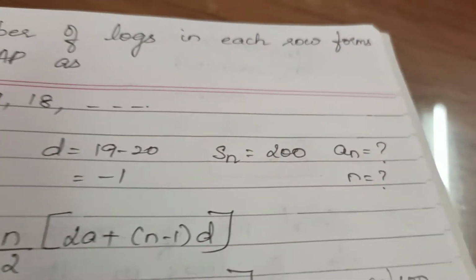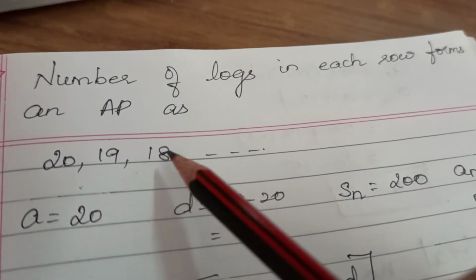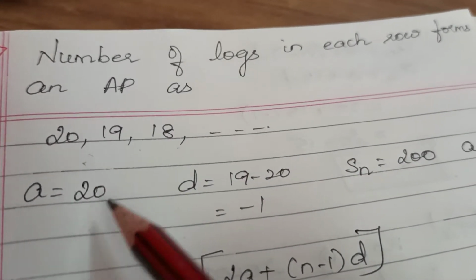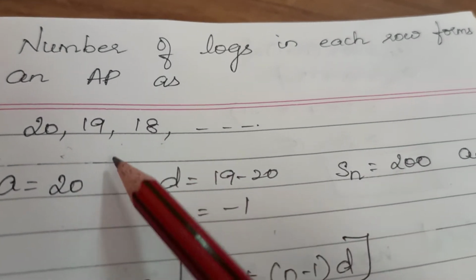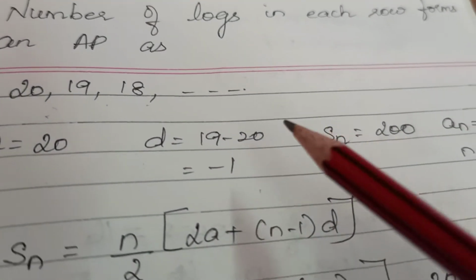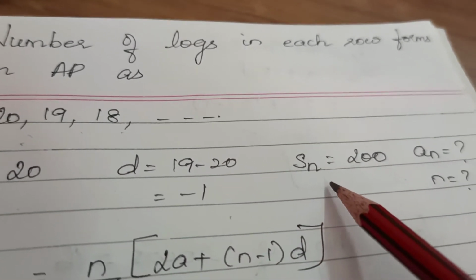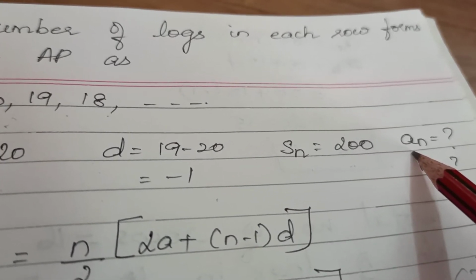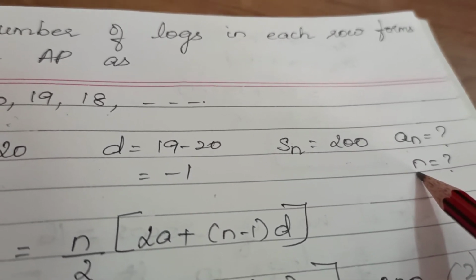Now, number of logs in each row forms the AP. So 20, 19, 18, etc. So here the A value is 20. D value is 19 minus 20. It is minus 1. 1 log is reduced in each row as you go up. Okay. So it is minus 1. And total number of logs is 200. And you have to find how many are there in the last row and totally how many number of rows are there.